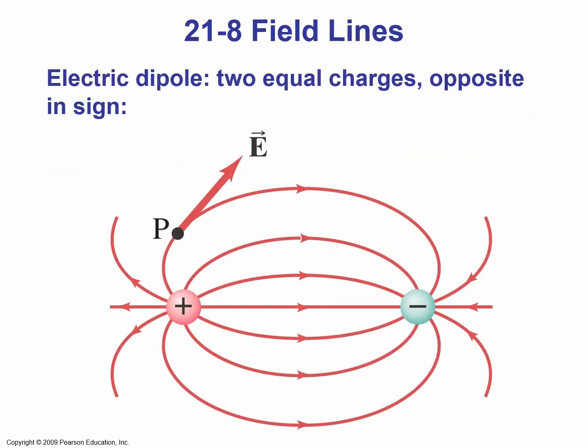For an electric dipole, we have two equal charges opposite in sign. We have a positive charge on the left and a negative charge on the right, and the lines of the electric field are getting out of the positive charge toward the negative charge, and they are connected to each other. So we have an electric dipole here where the electric field lines extend from the positive charge toward the negative charge.